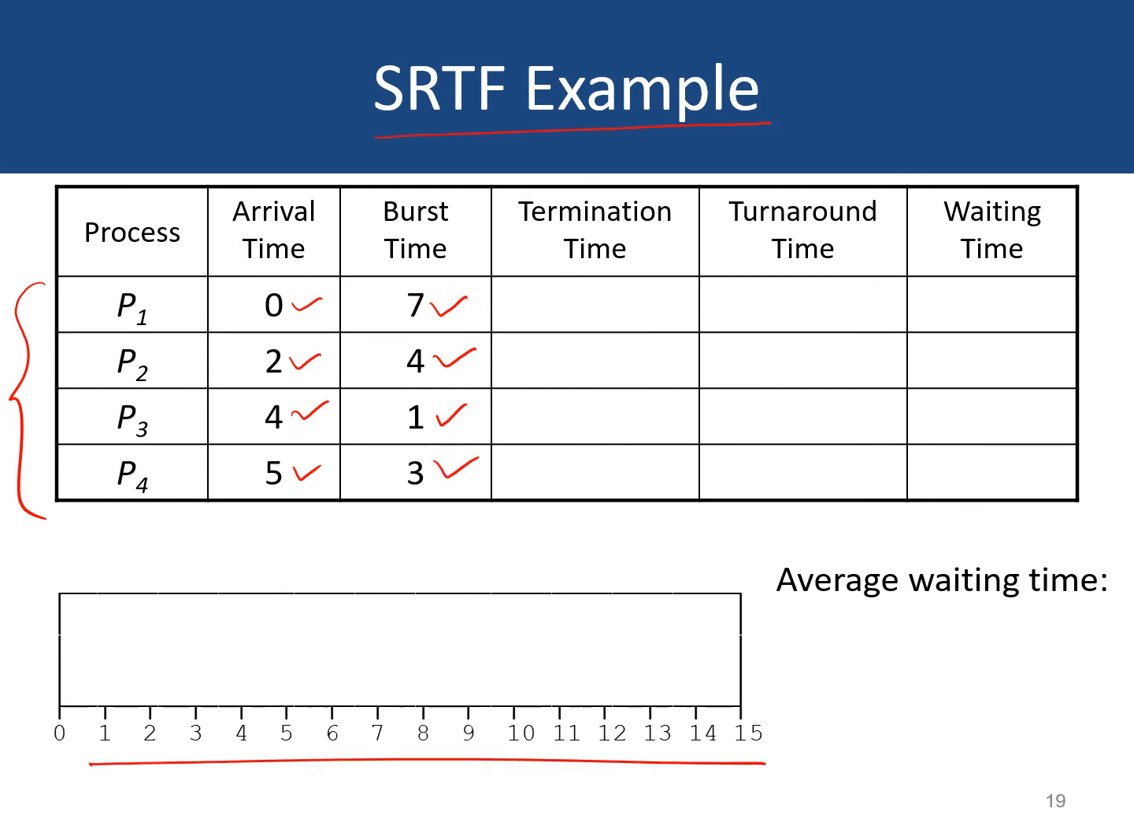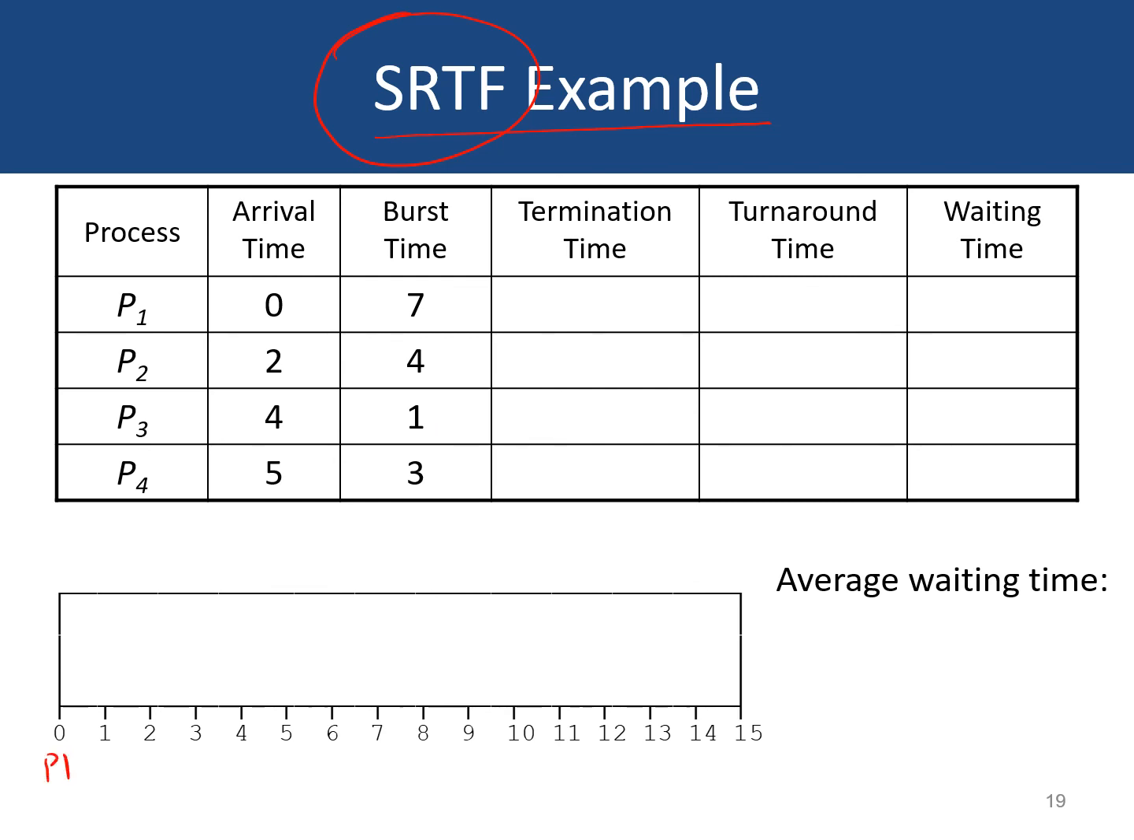Let's compute this Gantt chart over here to figure out how the SRTF scheduling algorithm would schedule these processes. So P1 arrives here at time 0, P2 arrives here at time 2, P3 arrives at time 4 over here and P4 arrives at time 5 over here. Let's also note down their burst times. So P1 has a CPU burst of 7 as indicated here, P2 has a burst of 4, P3 has a CPU burst of 1 and P4 has a CPU burst of 3.